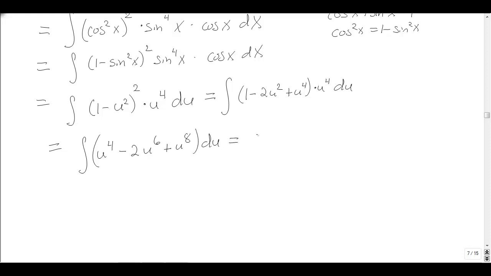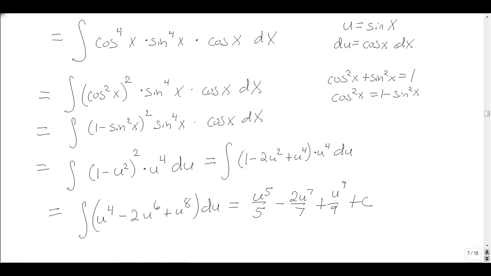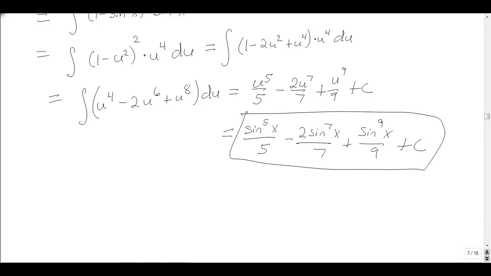And then I do an antiderivative. So I get u to the fifth over 5 minus 2u to the seventh over 7 plus u to the ninth over 9 plus c. So that's almost an answer. But I need to convert my u's back to x's. So let's go back and look at our substitution. u was equal to sine x here. And so what I get is sine to the fifth x over 5 minus 2 sine to the seventh x over 7 plus sine to the ninth x over 9 plus c. So kind of complicated looking answer, but there's a process we follow. Next question.